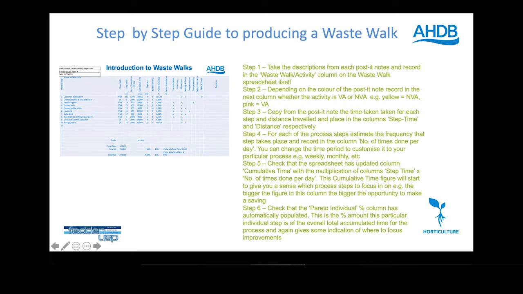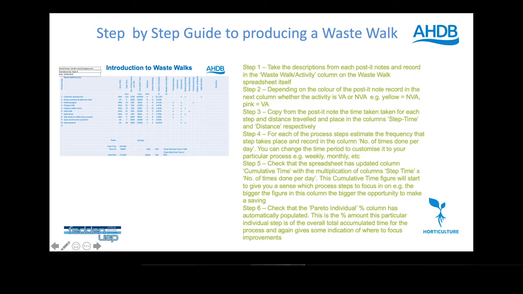You take down the step time from the post-it notes, so how long it takes to do that particular step. And then I also take down the distance for that individual step and record that onto the waste walk. I mentioned we estimate how many times per day you do this particular activity, and then the spreadsheet will automatically calculate how much time you spend on this step per day, because it will automatically multiply the individual element time of the step by the number of times that you do it per day to give you this cumulative time.